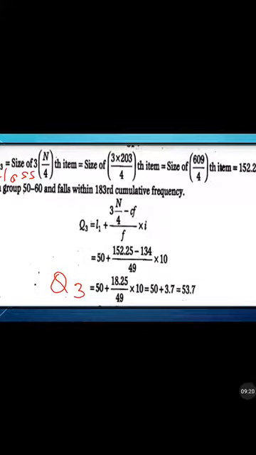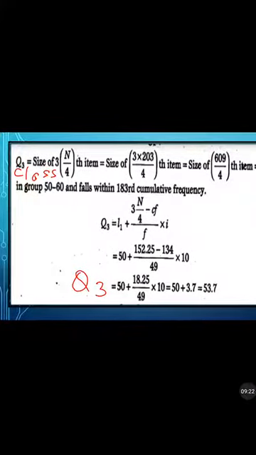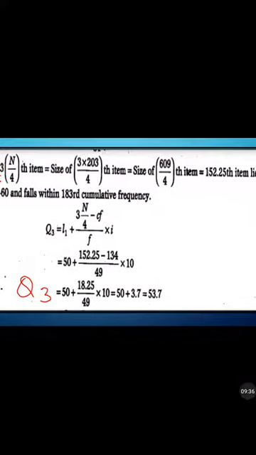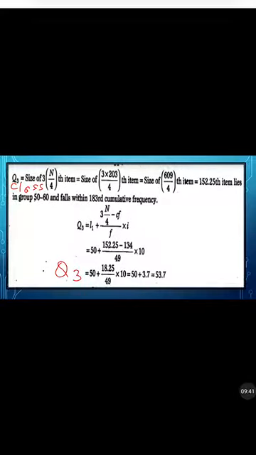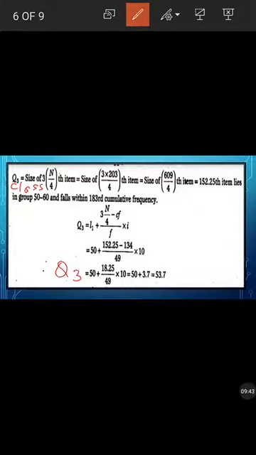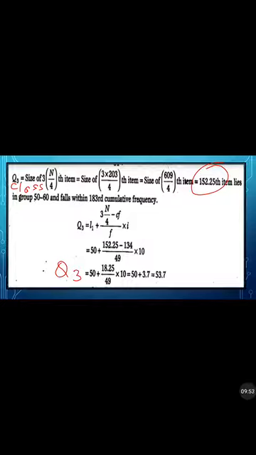So similarly, after calculating Q1 class and Q1, we have to calculate Q3 class and Q3. What is the formula for Q3 class? Size of 3 into n by 4. So what is 3 into n? 3 into 203 divided by 4, that is equal to 609 divided by 4, that is equal to 152.25. Okay, it's very simple. If you know how to calculate Q1 class, similarly we are going to see Q3 class also. So that is 152.25. Now we have to see this in the calculation table.